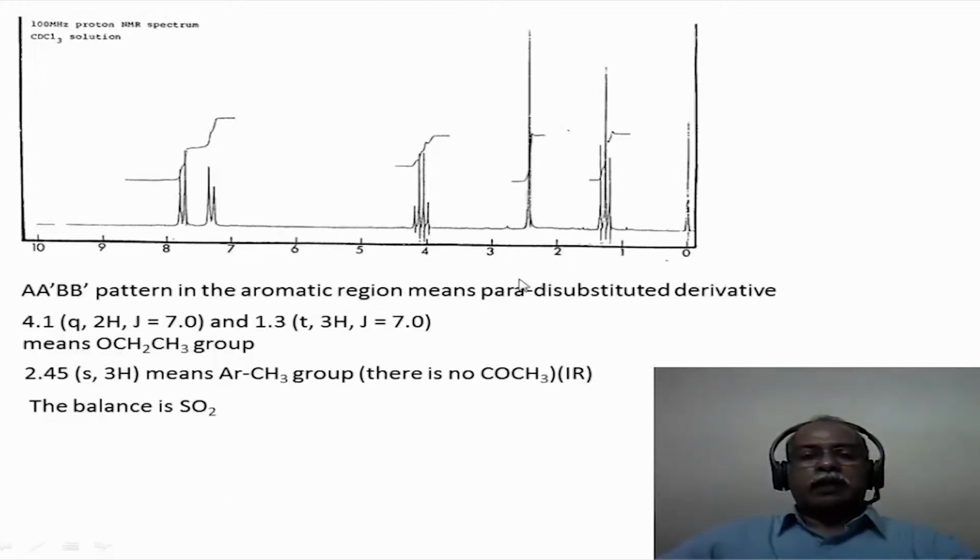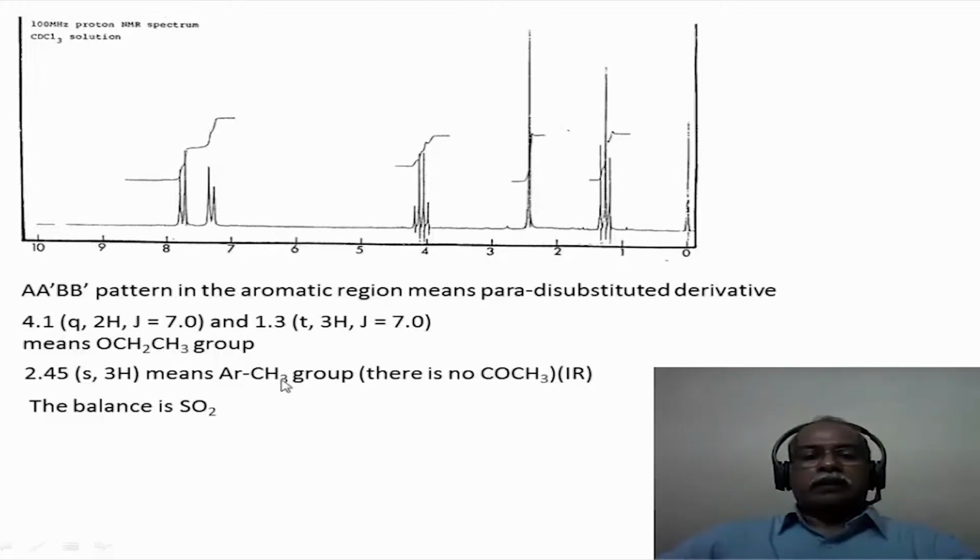The 2.45 is a singlet. This would mean that it is attached to an aromatic functional group. It could have been an acetyl type of functional group, but there are no carbonyl peaks in the infrared spectrum, so this can be easily ruled out. In the absence of the infrared spectrum, you cannot rule this out, but in the presence of the infrared spectrum, which shows clearly there is no carbonyl functional group, this can be ruled out very easily. So this is an aryl CH3 kind of a group.